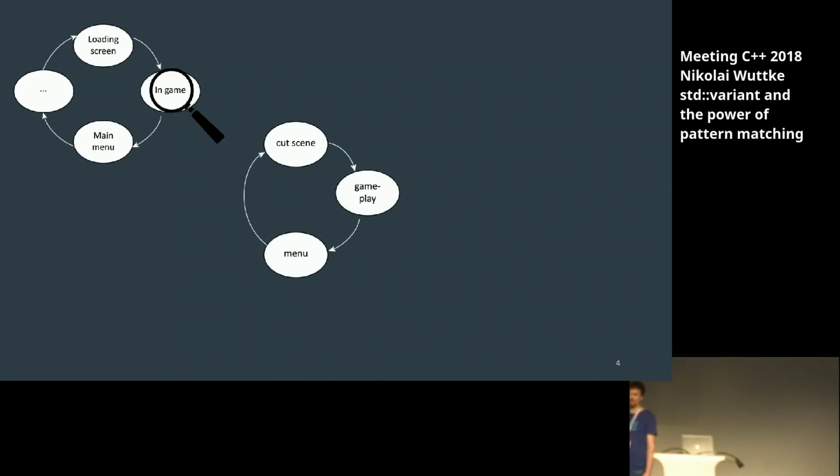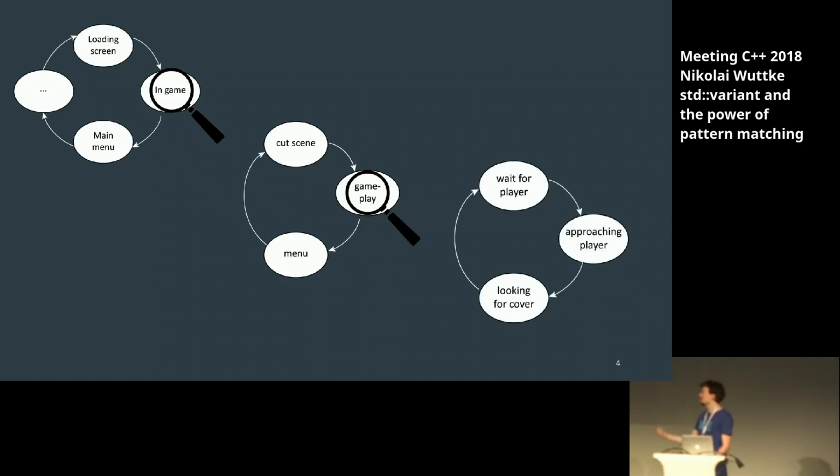Then while you're in the game, you might also have states as part of your game, like you're just playing the game, or maybe there's a cutscene playing to tell the story or something, or maybe you have some kind of menu where you can do crafting or whatever you do in games these days. And then as part of the gameplay, obviously, you will have enemies, characters, all kinds of things that will also have some kind of state, like an enemy might be waiting for the player, approaching the player, looking for cover, these kinds of things. So lots of state machines. And yeah, you need to somehow model this in your code in order to implement all this functionality.